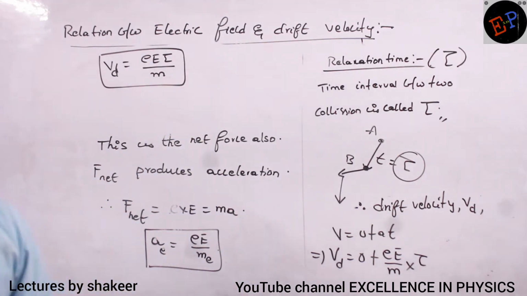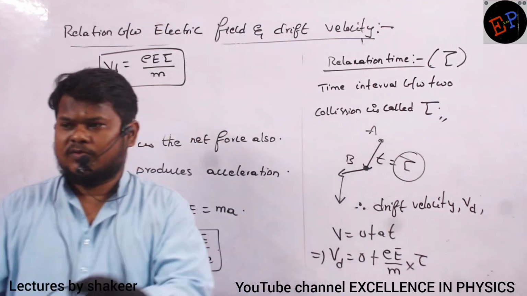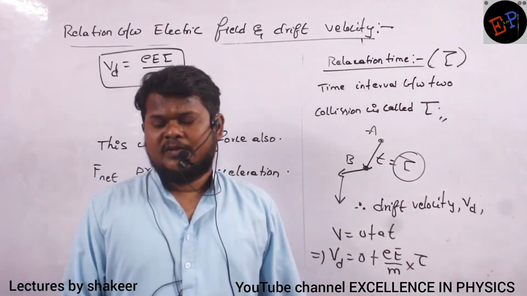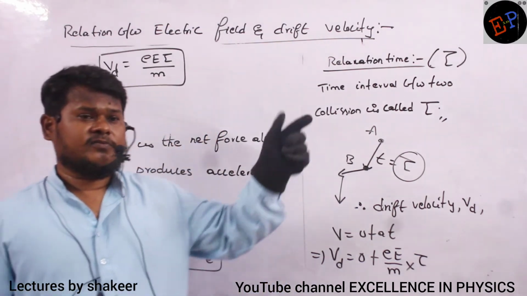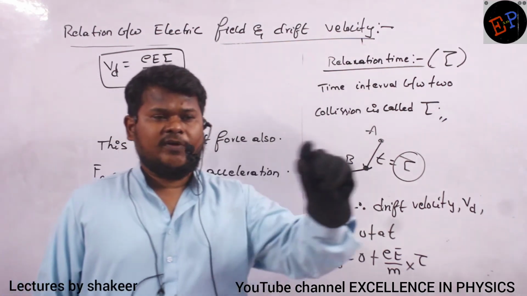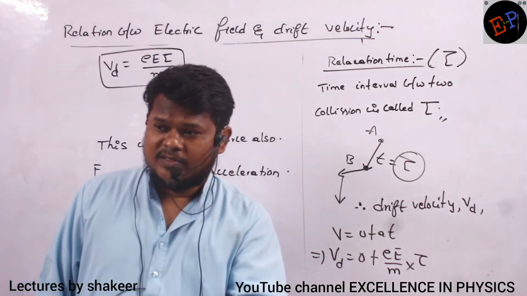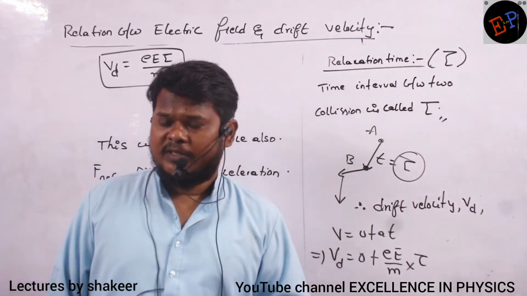Is it understood? What is meant by drift velocity? The velocity with which the electron is slowly drifting in the wire. Why is it drifting? Because of the force it is experiencing. Who is giving that force? The electric field is giving the force. How is the electric field developed? Because we have supplied a battery. Understood, no? That's it.